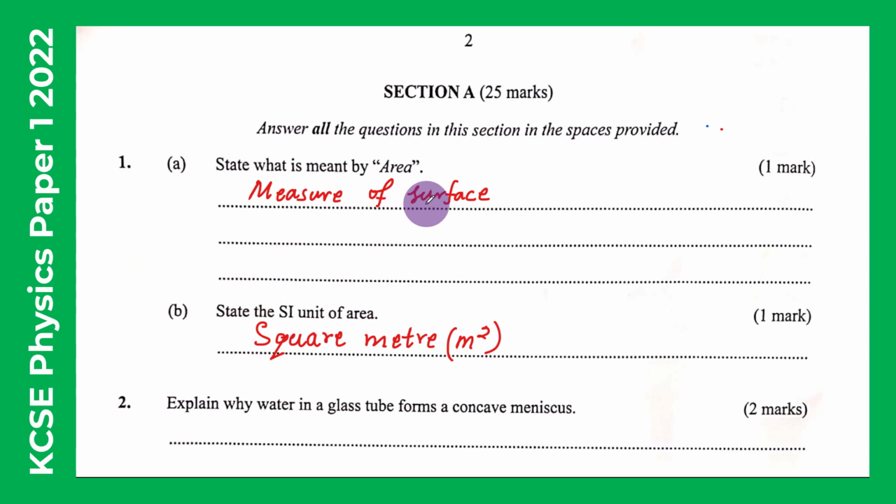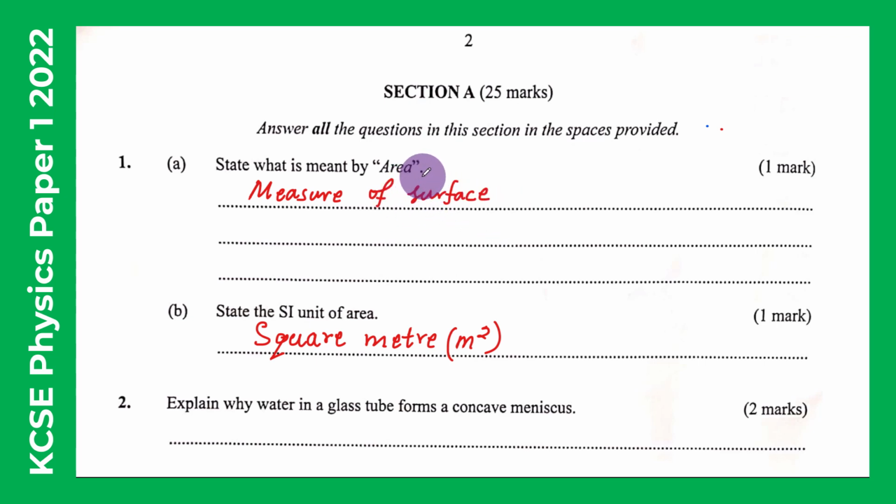This is a very simple and direct question. And I'd like you to be aware that simple questions are also set at this level. So don't always be concentrating on difficult questions and you avoid the simple concepts. For example, area. What is area? Area is a measure of surface.